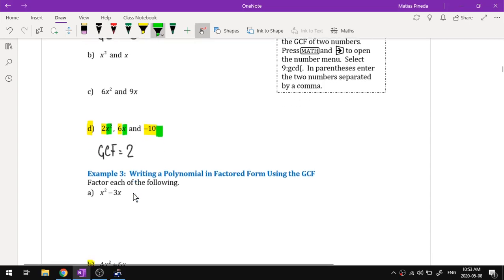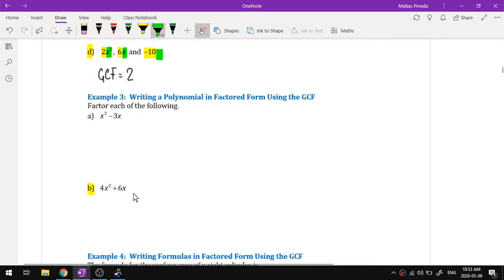Move on to the next example. Here they want you to write a polynomial in factored form using the greatest common factor. So I'm going to do B here. In order to factor this binomial, we need to first find the greatest common factor of both of the terms. So if we start looking at the numerical coefficients, we have 4 and 6. The greatest common factor of 4 and 6 will be 2. Then we have variables. We have an x squared in the first term and a single x in the second one, which means there's a single x that's in common between the two terms. So that means we can factor out an x.